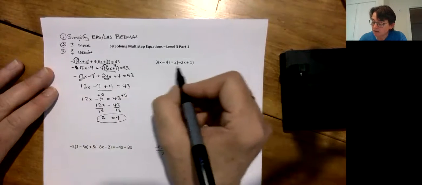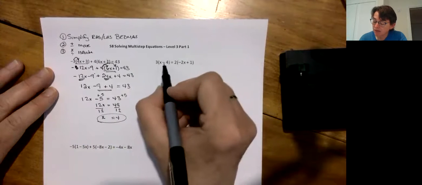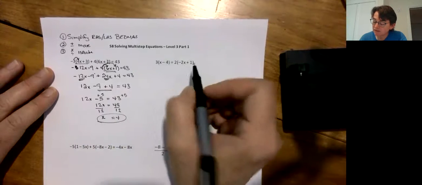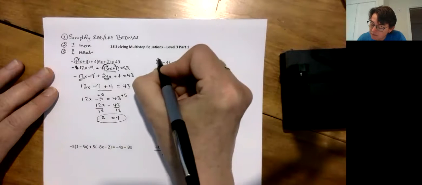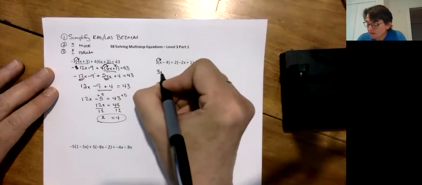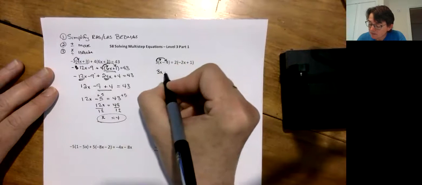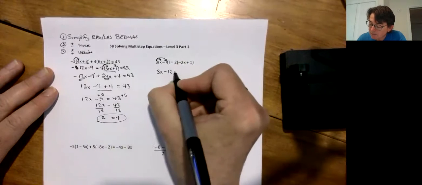All right, let's look at this one. Okay, we've got brackets here too, and things to do, but we can't put stuff together in my brackets either. So we're going to do that distributive property again and multiply through. So 3x. Now 3 times negative 4 is minus 12.